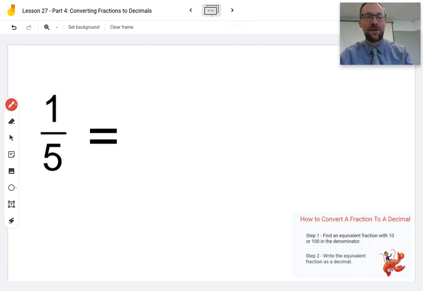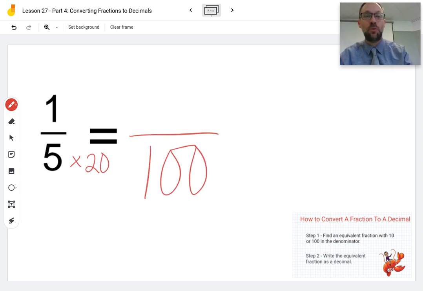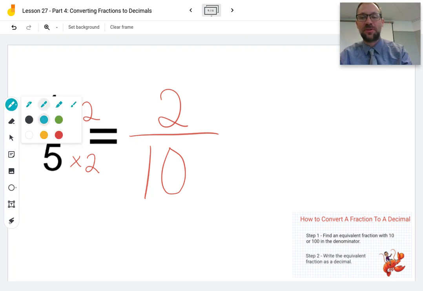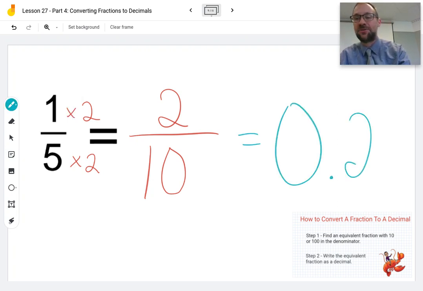All right, so step 1 is to multiply 5 times 20 to get 100. Oh, boy, I'm not doing well at all, am I? 5 times 20 would work to get 100, or even more efficiently, you could do 5 times 2 and get 10. Either one's going to work, okay? And if we multiply 5 times 2, we have to do 1 times 2, which will get us 2 tenths. And that we can write as a decimal. That looks like 0 and 2 tenths, putting 2 in the tenths place.